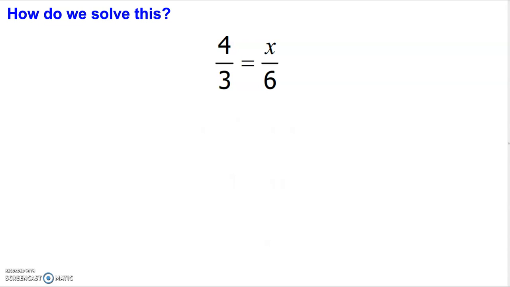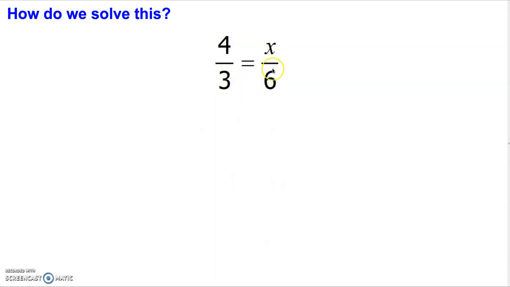Now, how do we solve this? Well, when it's this simple, you can just think about it. You know that 3 times 2 is 6, so 4 times 2 must be 8. So we know that that's our answer. Let's look at how we would solve it algebraically.